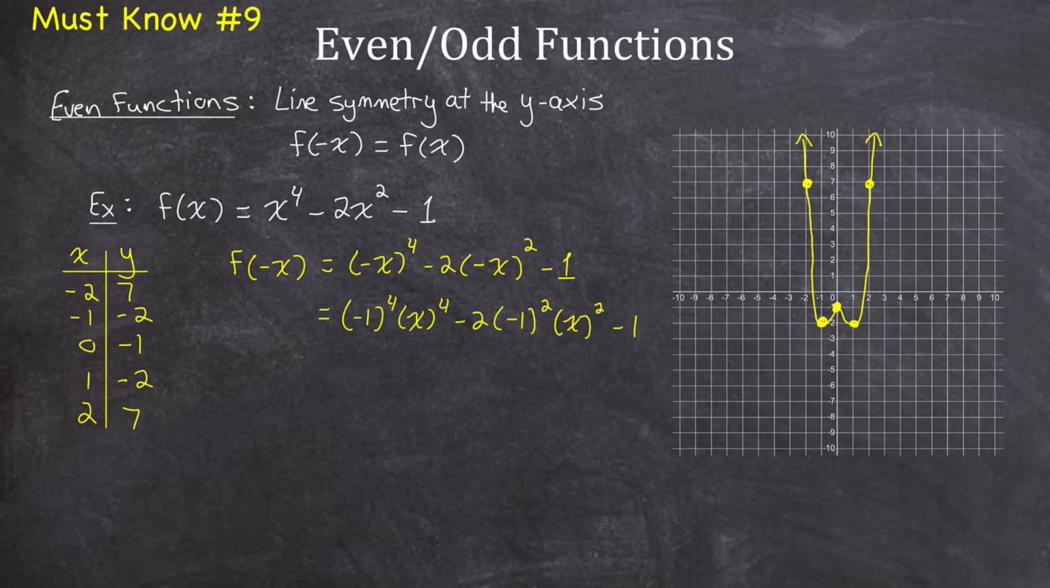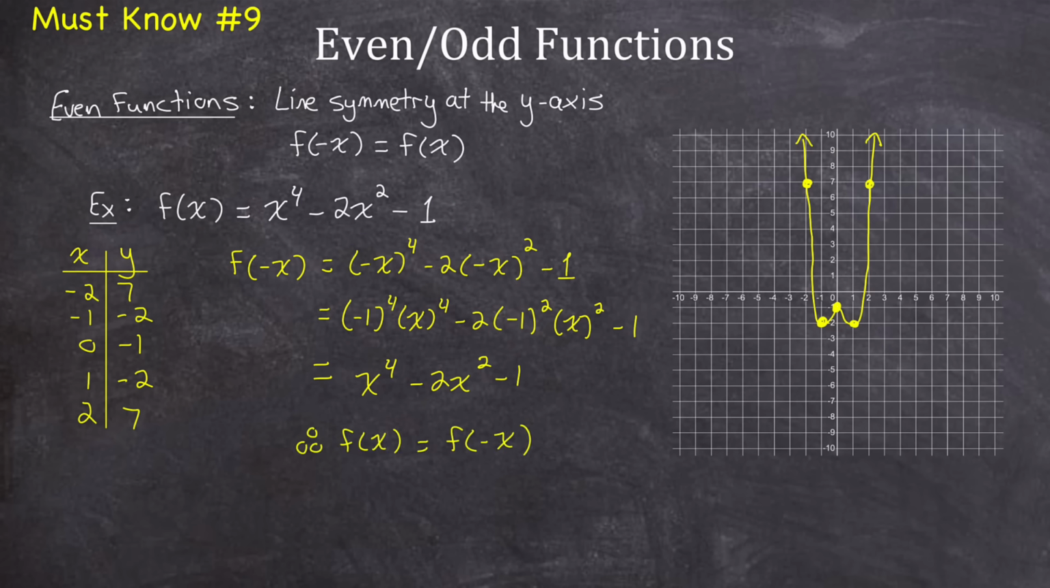And then when simplifying, negative 1 to the 4 and negative 1 to the 2, those both become positive 1, leaving me with just x to the 4 minus 2x squared minus 1, which notice this f of negative x equation is exactly equal to the f of x equation, which proves that this is an even function.